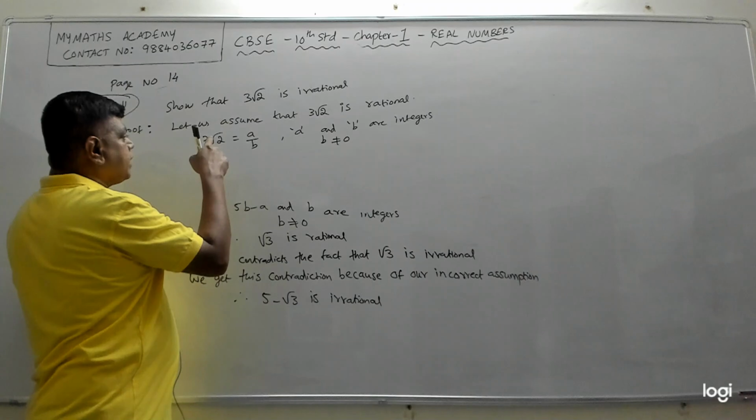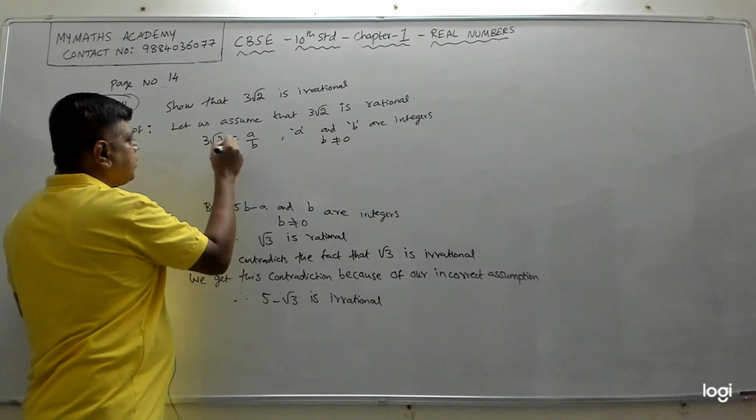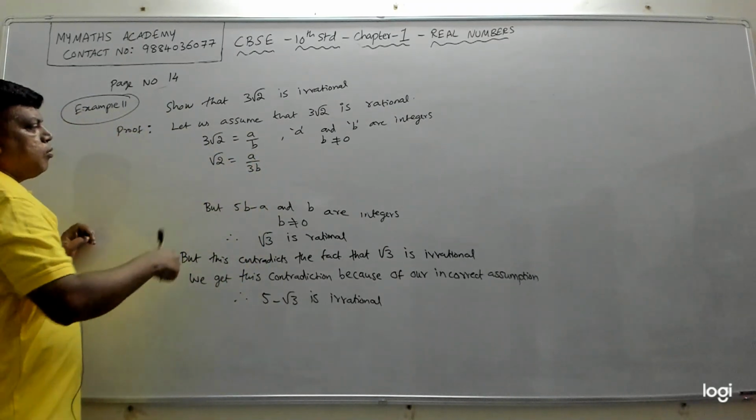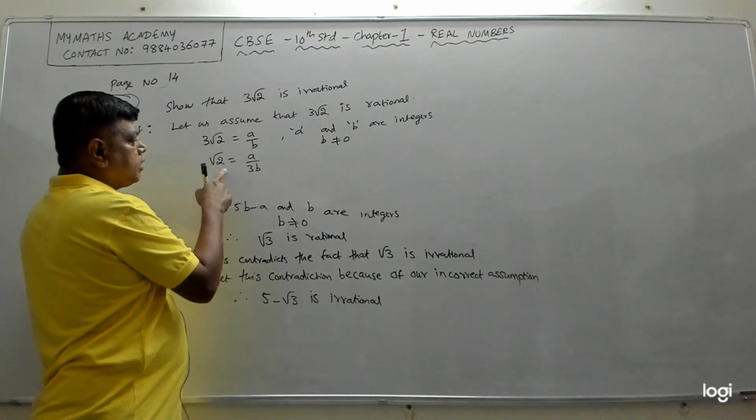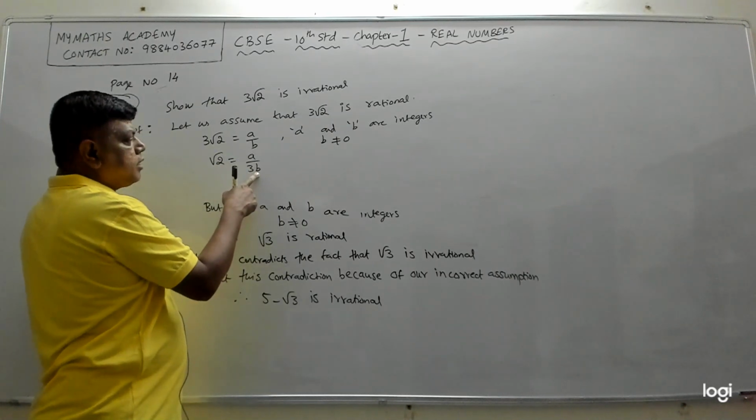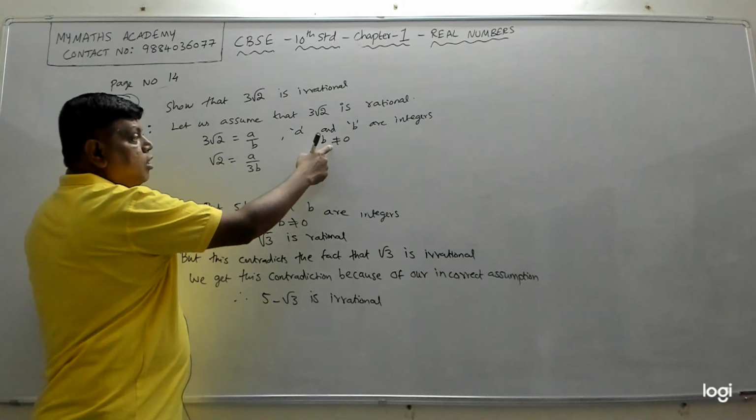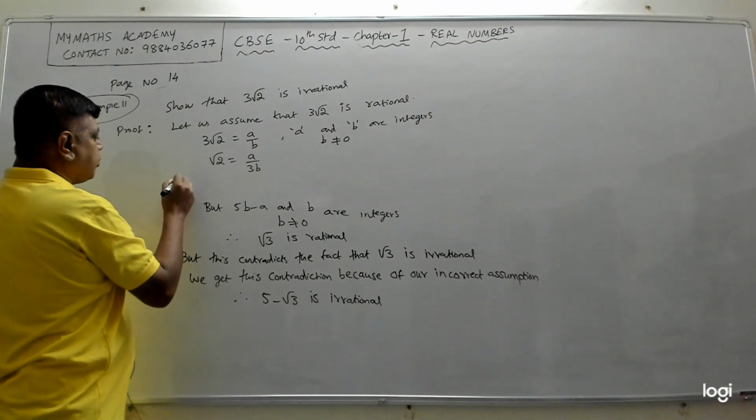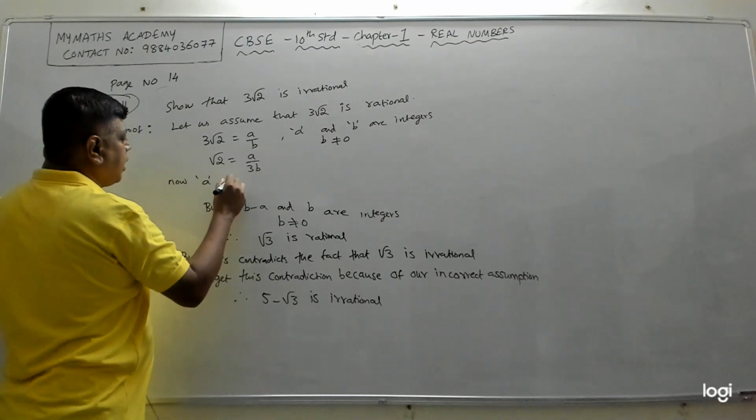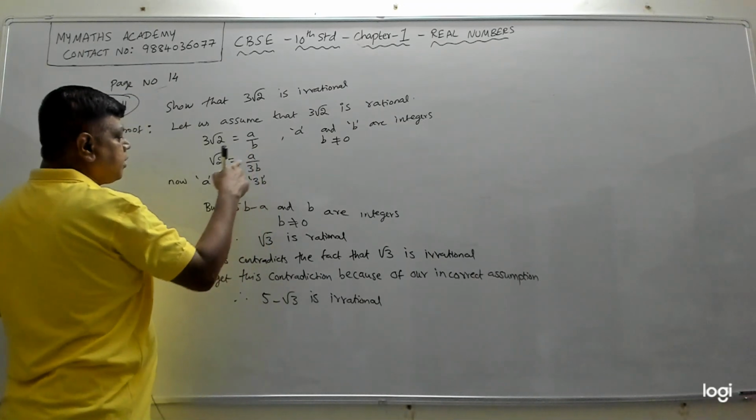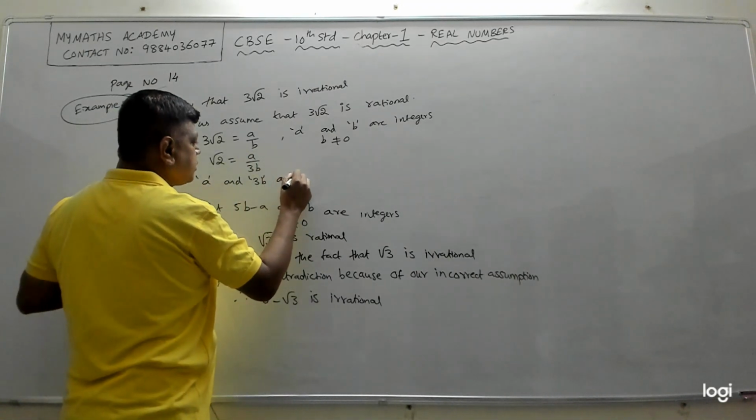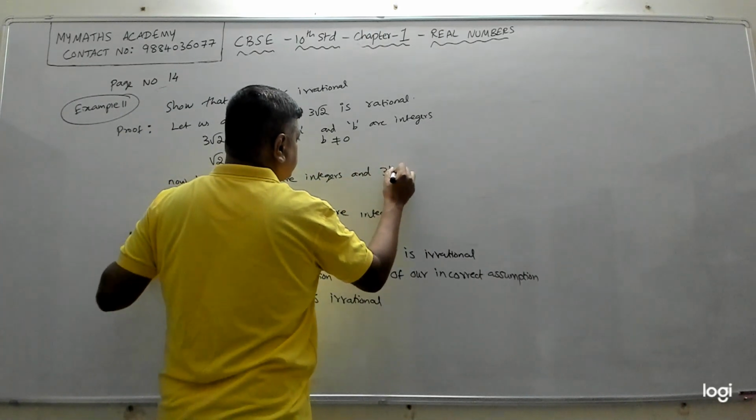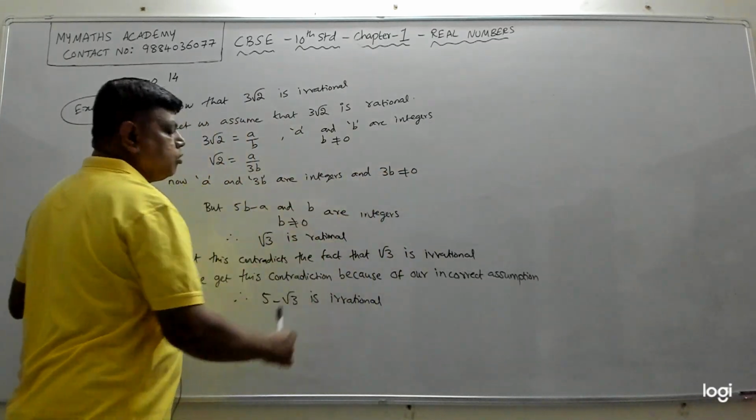Now what do we get here? Now we will keep root 2 alone here. I'll get the 3 down. We'll get a by 3b. Now root 2 equals a by 3b. a is an integer, b is an integer, so 3b is also an integer, and b is not equal to 0 means 3b is not equal to 0. So the numerator a and the denominator 3b are integers, and 3b is not equal to 0, which means the denominator is not equal to 0.